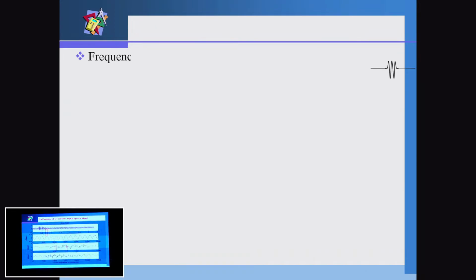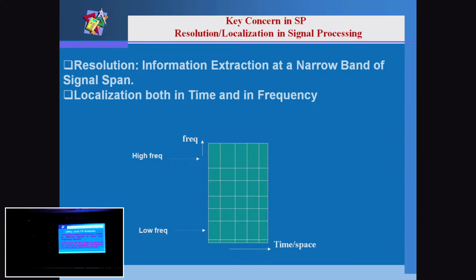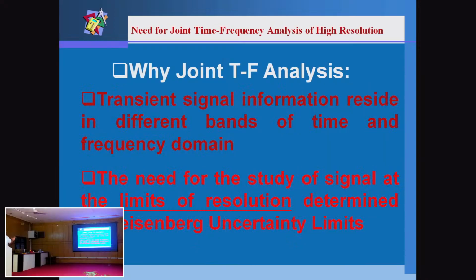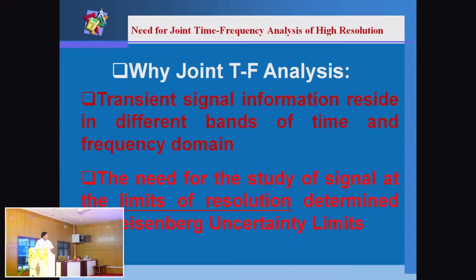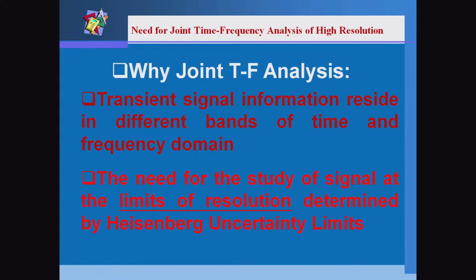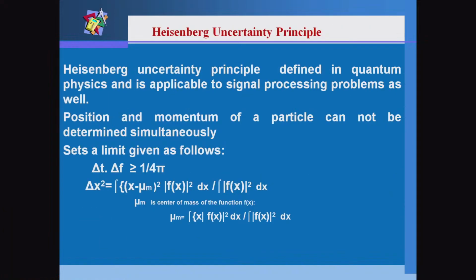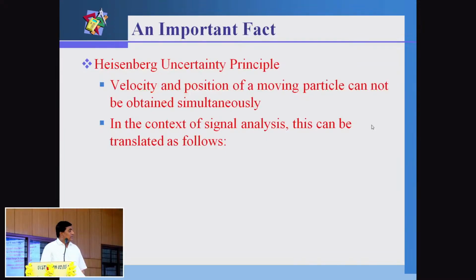Non-stationary signals. Why study both time and frequency analysis? Transient signal information resides in different bands of the time and frequency domain. Here, have you heard about the Heisenberg uncertainty principle? The Heisenberg uncertainty principle is defined in quantum physics and is applicable to signal processing problems as well. The position of a particle cannot be determined. Listen here. Time and frequency contents of a signal cannot be obtained simultaneously.